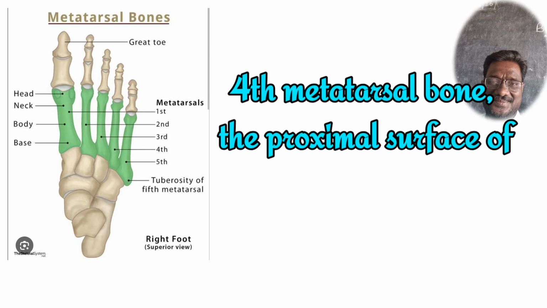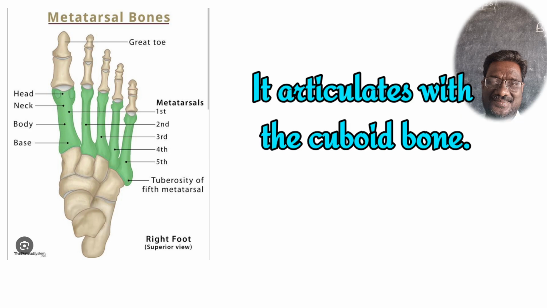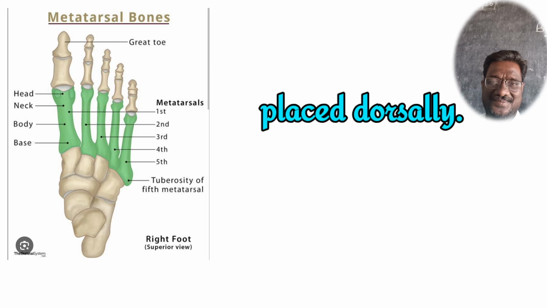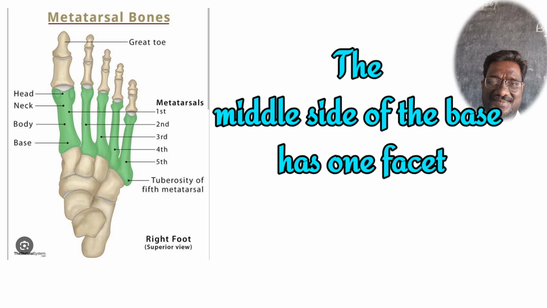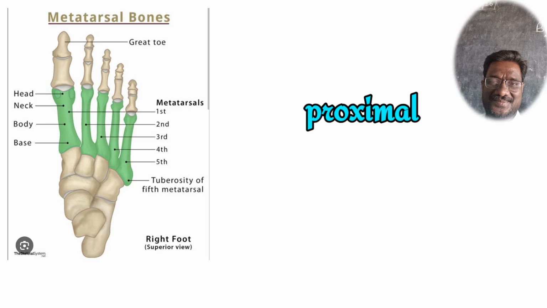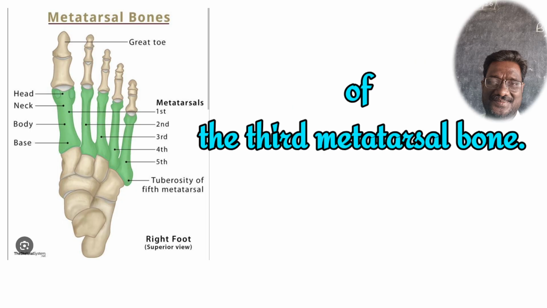Fourth metatarsal bone. The proximal surface of the base is quadrangular. It articulates with the cuboid bone. The lateral side of the base has one facet placed dorsally for the fifth metatarsal bone. The medial side of the base has one facet placed dorsally which is subdivided into a proximal part for the lateral cuneiform and a distal part for the third metatarsal bone.